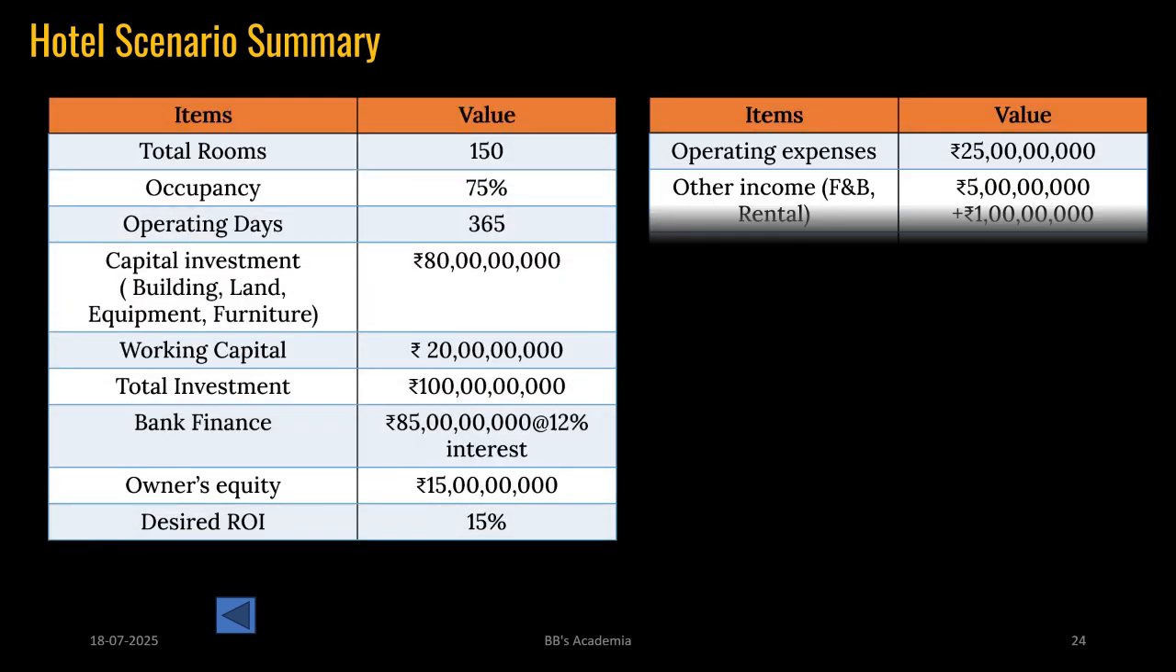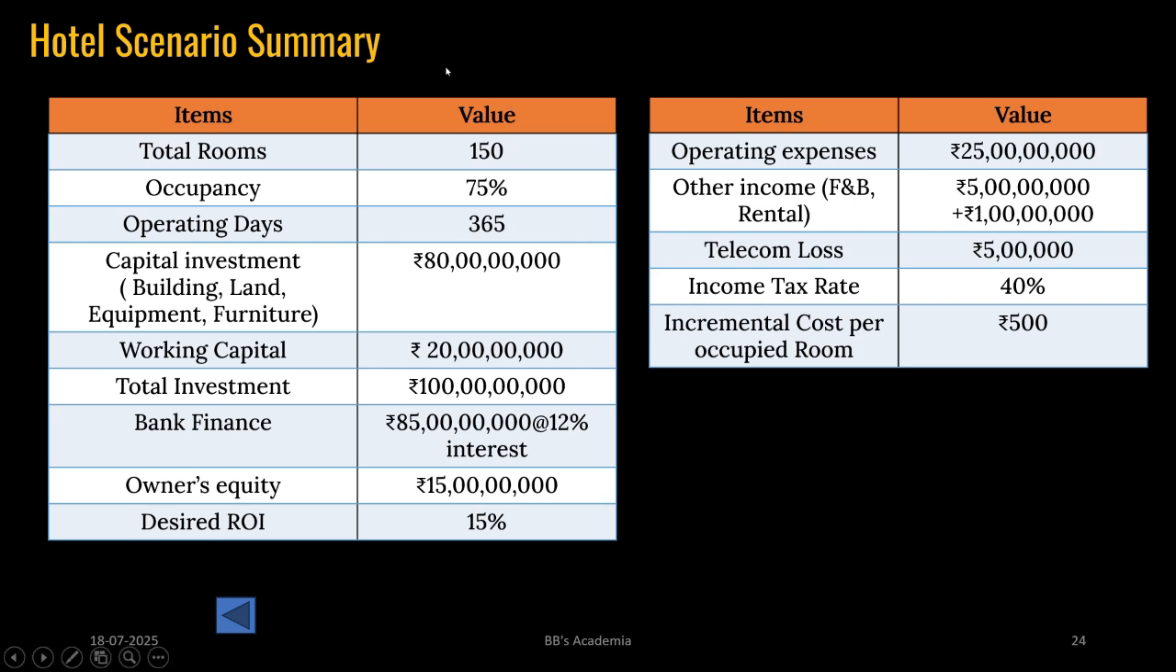This is a total scenario of the hotel. We are taking one tentative hotel scenario. The hotel we are talking about has 150 rooms in total. Occupancy desired throughout the year is 75%. Operating days are 365, which means it is running all year, with no gap in between.